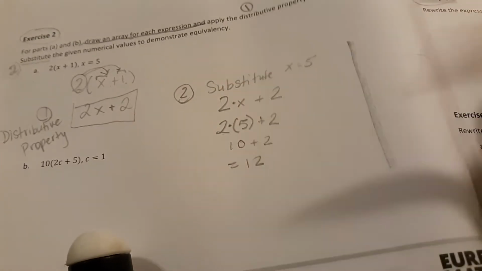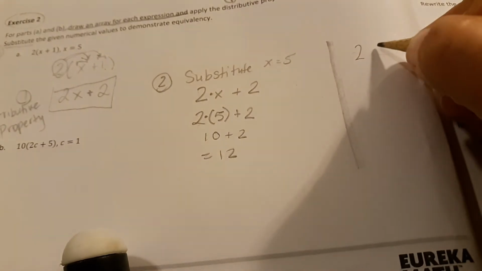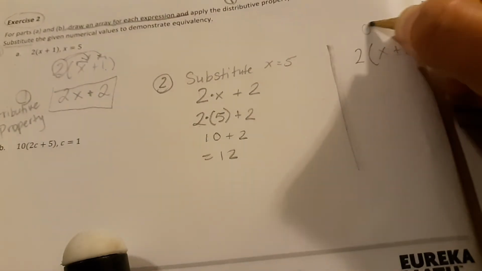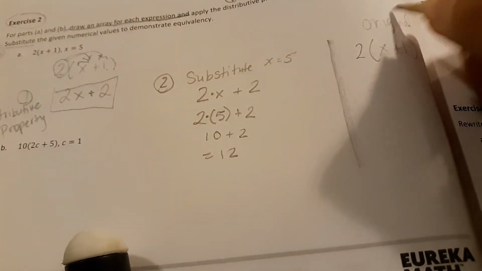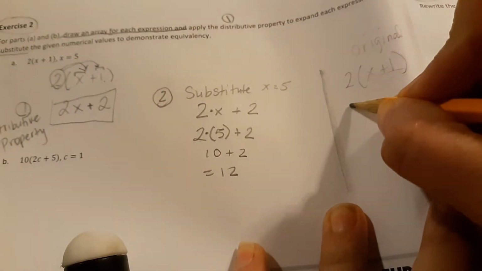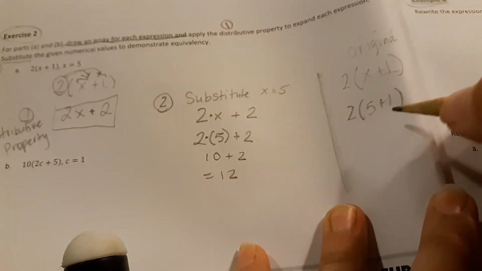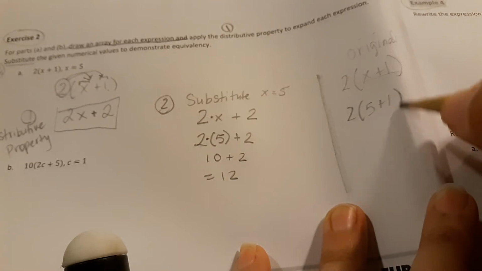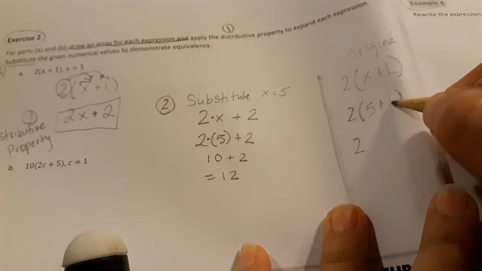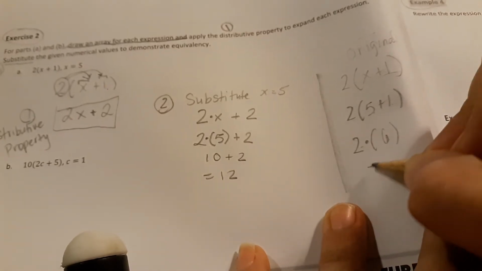So I'm going to split down my page, and the original expression was 2 times x plus 1. This is the original. So if I plug in a 5 into here, because that's what x was, it would look like this. 2 times 5 plus 1. So now order of operations says do whatever is in parentheses first. So that would be 5 plus 1 is 6. And then 2 times 6 equals 12.